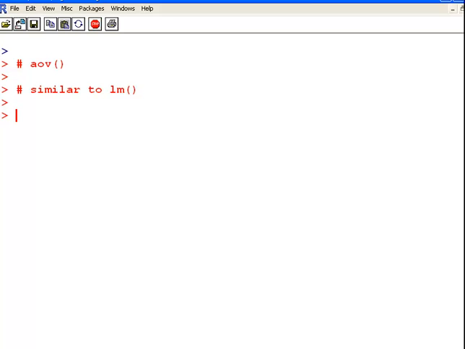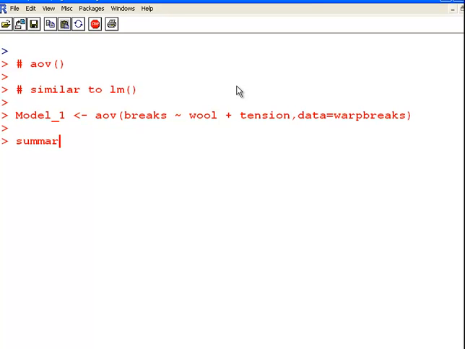First off, I'm going to create model one. I'm going to call it model underscore one, and this is aov of breaks explained by wool and tension, where the data is warpbreaks. What I've not done here is a potential oversight, but it's something you're probably well used to so far. So, model one, and let's get the summary of that.